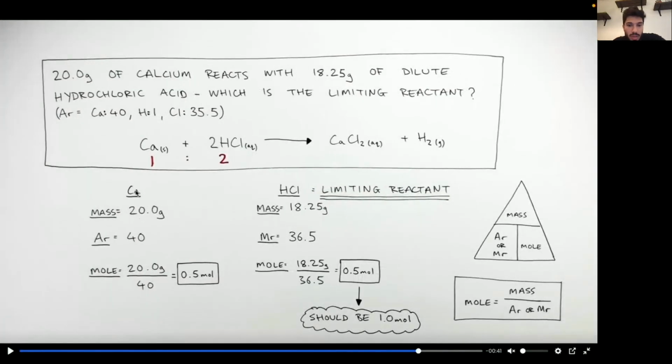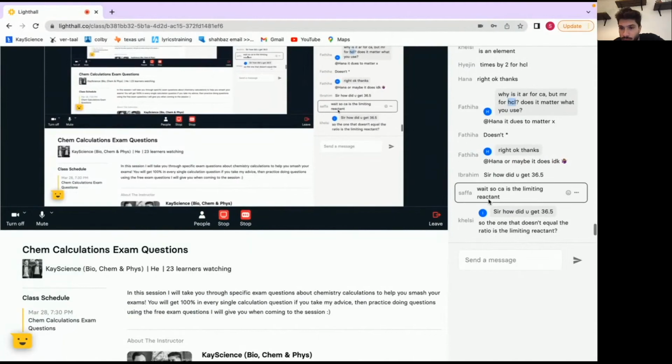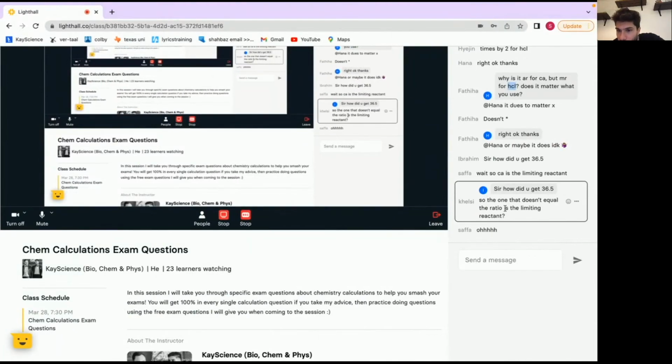Is it calcium? No, HCl is the limiting reactant, because now we've calculated the moles, there is 0.5 moles of calcium and 0.5 moles of HCl. If we use the ratio, this is saying for every atom of calcium, 2 molecules of hydrogen chloride are used. The ratio is 1 to 2. So for every 0.5 moles of calcium, there should be 1 mole of HCl. So hydrogen chloride is the limiting reactant, the one that doesn't equal the ratio.